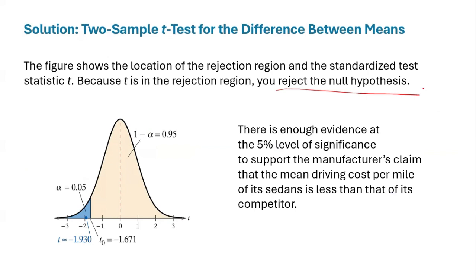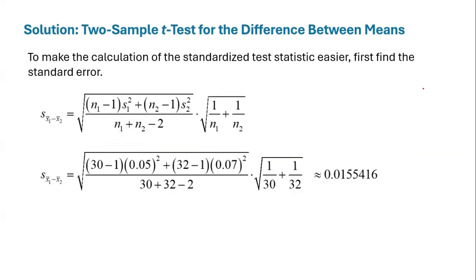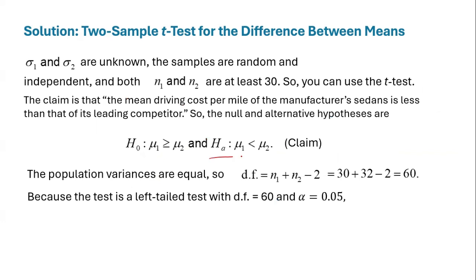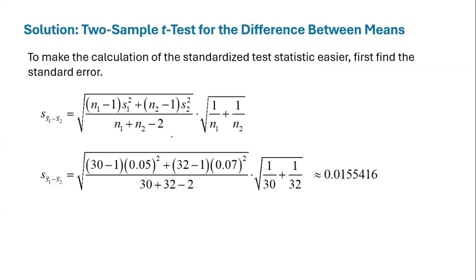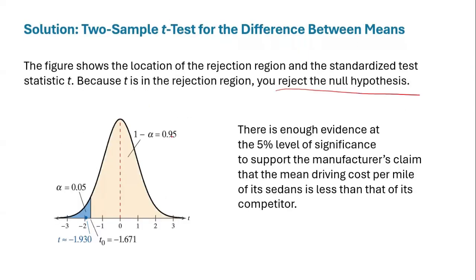And if you reject the null hypothesis, let's see, where's the claim? The claim is on the alternative. If you reject the null, that means you have enough evidence to support the alternative. And since the claim is on the alternative, you are going to use the word support. So there is enough evidence to support the claim that the mean driving cost per mile of its sedans is less than that of its competitor.